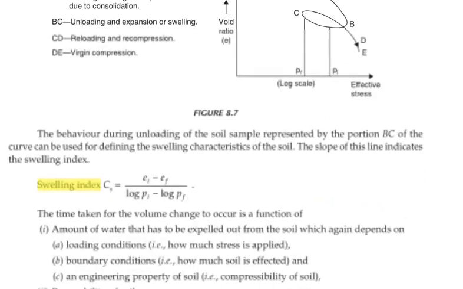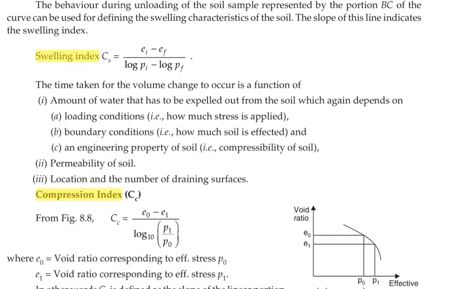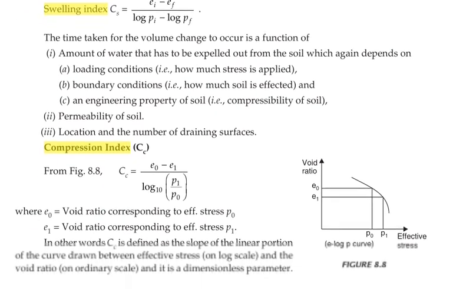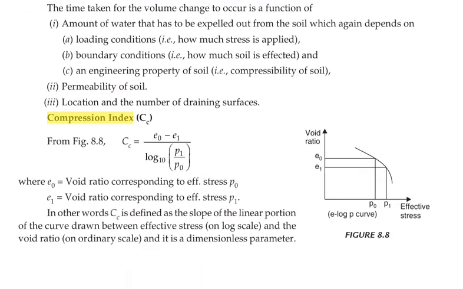Next we are going to see swelling index. The formula for swelling index, CS equal to EI minus EF divided by log PI minus log PF, where EI is the void ratio corresponding to the effective stress PI and EF is the void ratio corresponding to the effective stress PF.